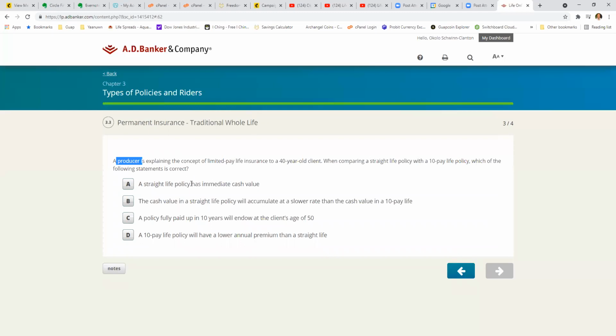A: A straight life policy has immediate cash value. B: The cash value in a straight life policy will accumulate at a slower rate than the cash value in a 10-pay life. So we're looking for the correct answer. C: A policy fully paid up in 10 years will endow at the client's age of 50. D: A 10-pay life policy will have a lower annual premium than a straight life. Now there's a lot of confusing information here, so let's try to cut to the chase and pick the one we know is true.